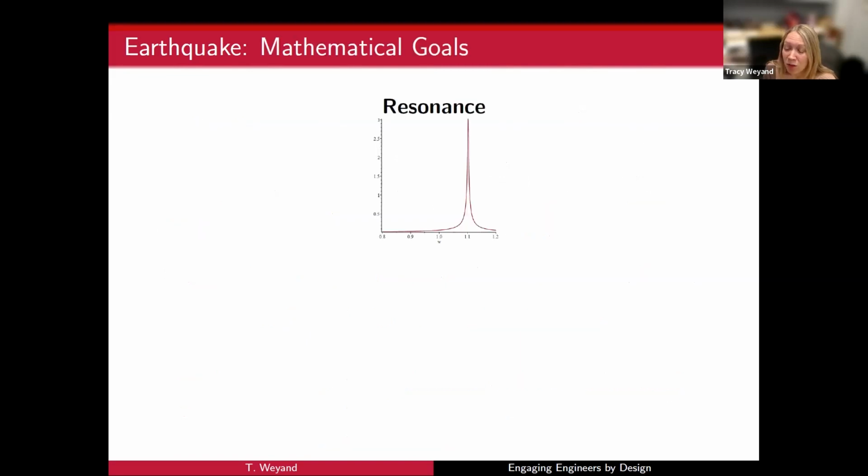My main goal of this project is to focus on resonance, because that's one of our required topics in this class. And that is one of the required topics that they typically really seem to struggle with. I think that's for a couple of reasons.